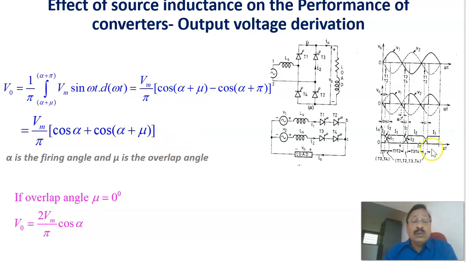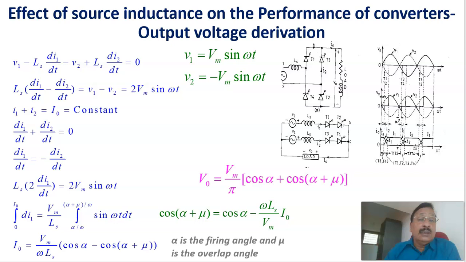And just for checking, assume that mu equals 0, that is, in the absence of source inductance, the overlap angle equals 0. In that case, the equation reduces to Vm by pi into cos alpha plus cos alpha, which equals 2Vm by pi cos alpha. That we have already seen in the previous presentation. That is, if there is no source inductance, the average voltage available equals 2Vm by pi cos alpha. But because of the source inductance, there will be a reduction in voltage. That is, during the overlap angle, there will be 0 voltage. And in that case, the average voltage equals Vm by pi into cos alpha plus mu, where alpha is the firing angle and mu is the overlap angle.